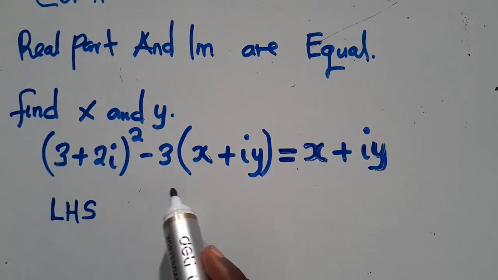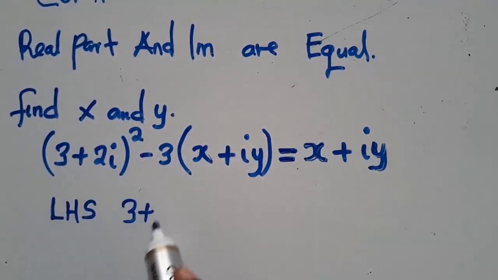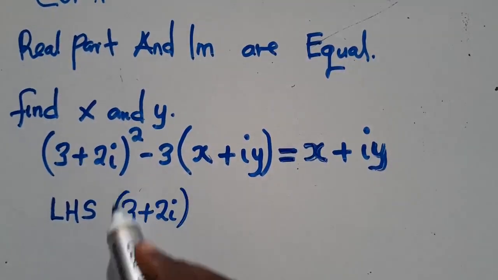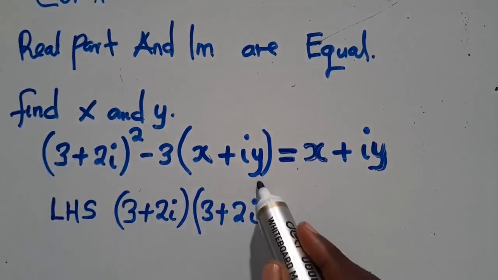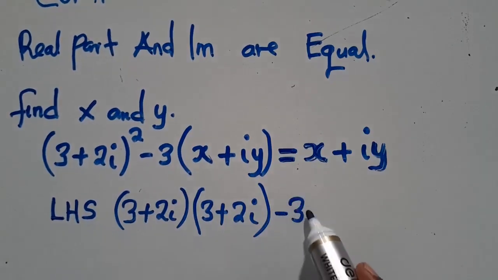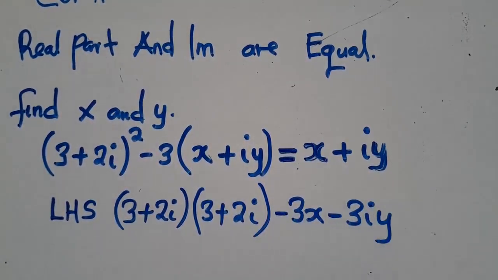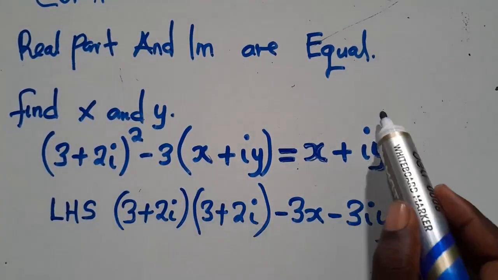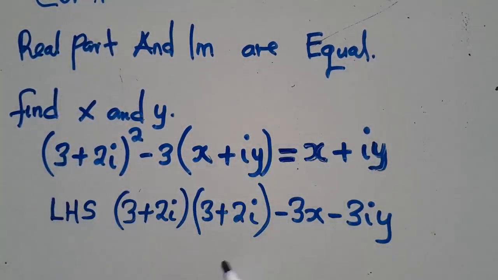So how do we expand this? Expanding this is just the same as 3 plus 2i. In my first lesson, I taught you how to multiply two complex numbers like this. Then here, when we start multiplying, we are going to have minus 3x minus 3i, then y. This is what we are going to have here. We forget about this part a bit, so I just need to get this part. I make sure that I am only having the real part and the imaginary part. That's what I'm supposed to do.